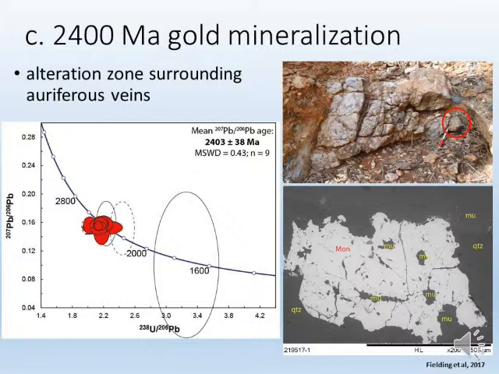And in the alteration surrounding it, up in here, the host rocks are pervasively altered to pretty much all muscovite with a little bit of quartz and carbonate. And we get these really large monazite crystals in there, which are intergrown with the muscovite, which indicates that they formed at the same time. And these also gave us an age of 2403 Ma, which we're interpreting to represent the timing of hydrothermal fluids moving along the faults and gold mineralisation.